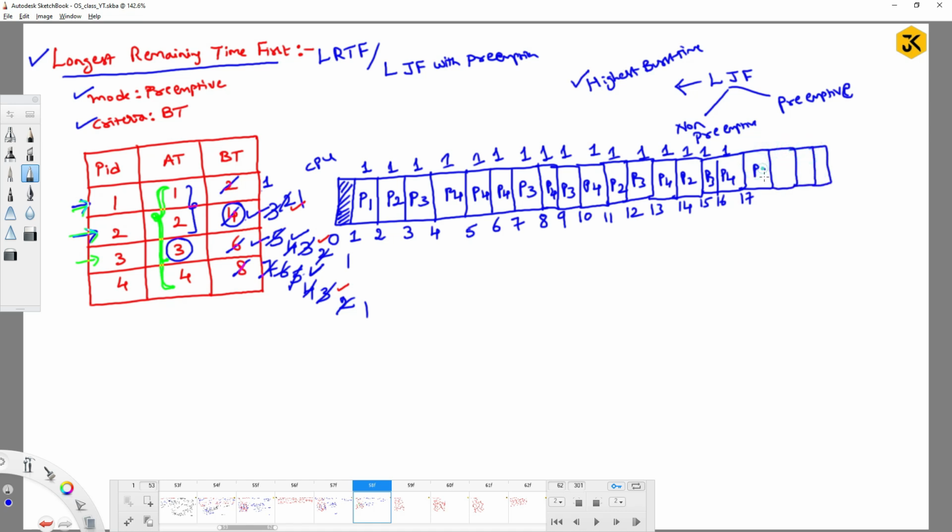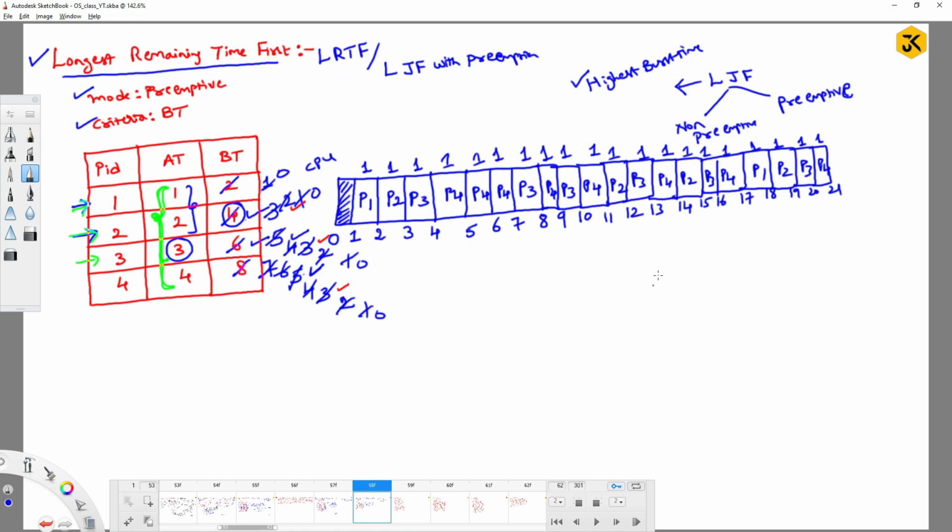P1, P2, P3 and P4, 1 unit of time each. So it will be 17, 18, 19, 20 and 21. Now, all the processes are completely done. Right? This way, LRTF is going to work for you.